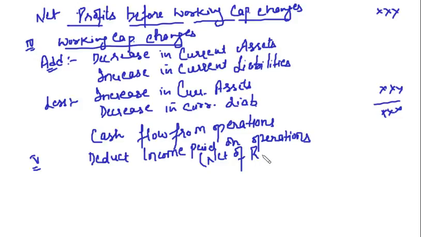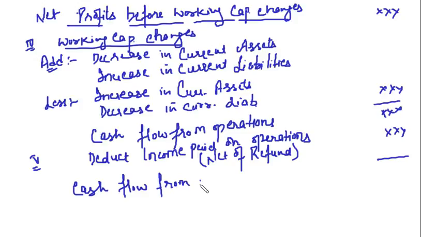That means if there is any refund, subtract the refund from the income tax amount, and the net amount we will write here. Now what we get is cash flow from operations before extraordinary items.